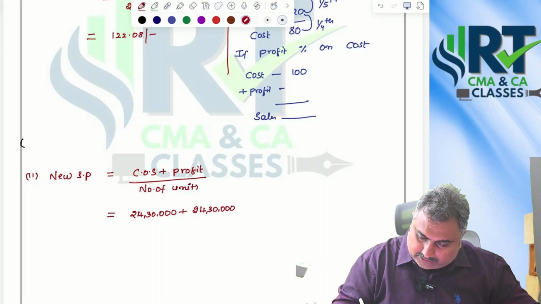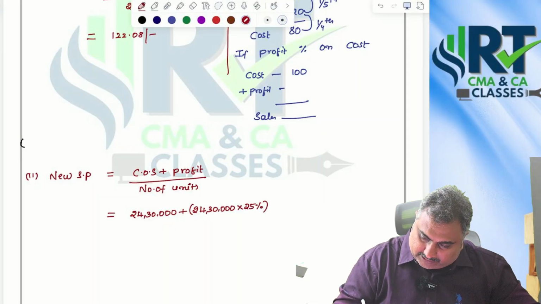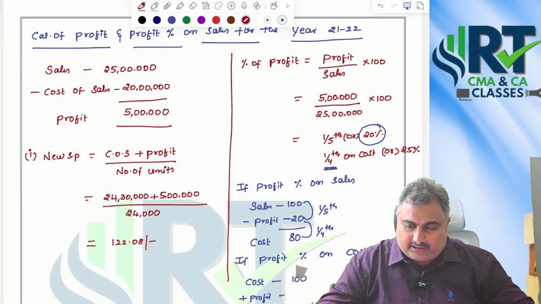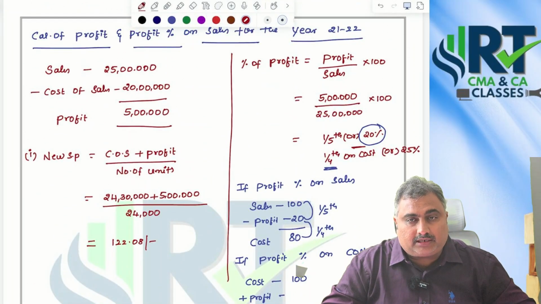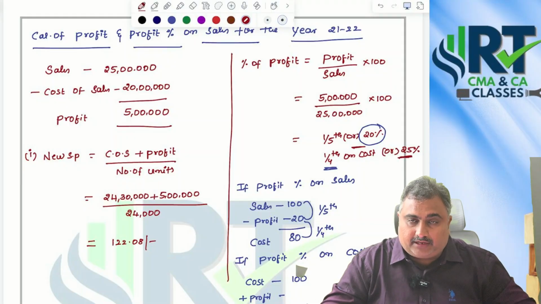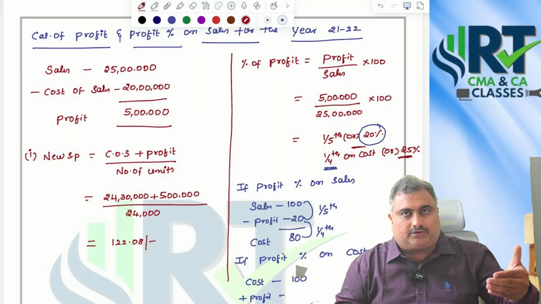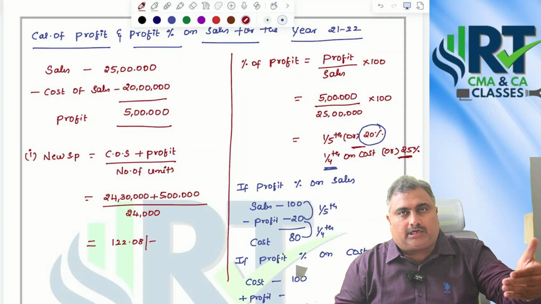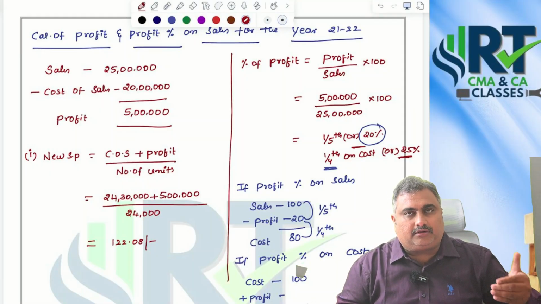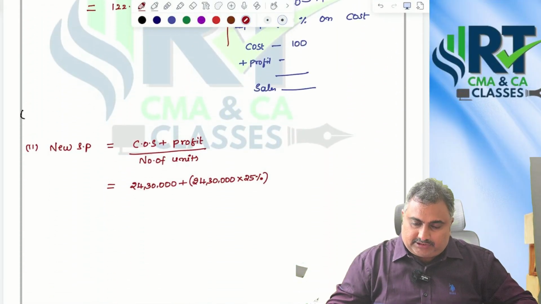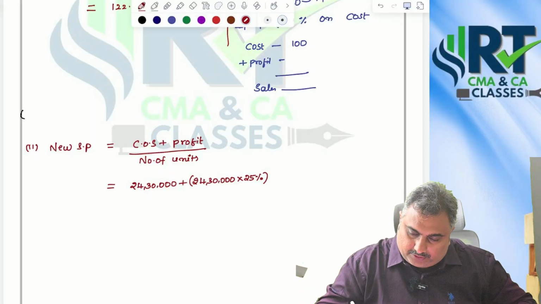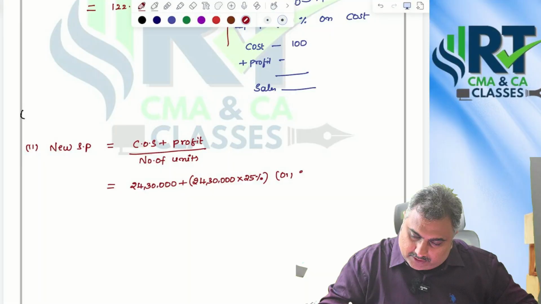24,30,000 is your cost. On cost, how much are you writing? 25%. Sir, why? Now only we calculated it. 20% is on what? Sales. But we are talking about 24,30,000, which is our cost of sales. Cost of sales means total cost. So 20% on sales means how much do we need to take on cost? 25%. This is only your cost.